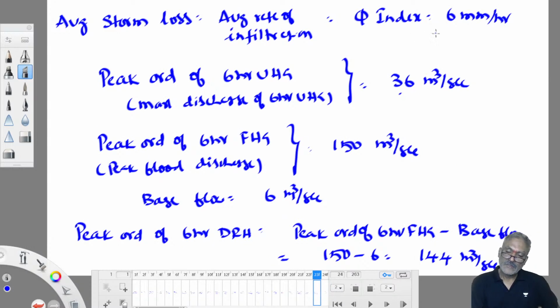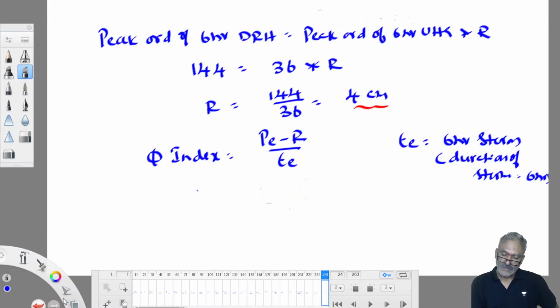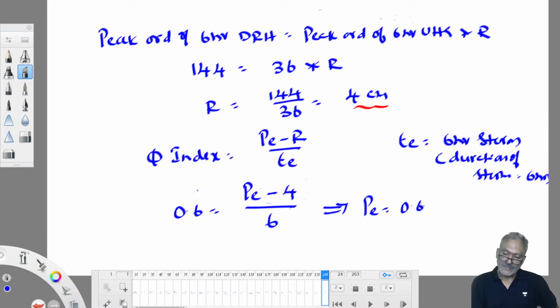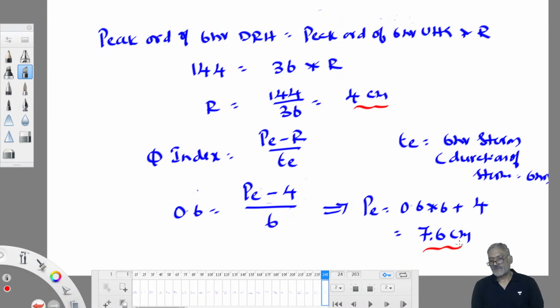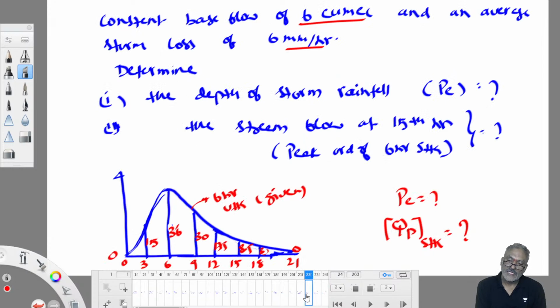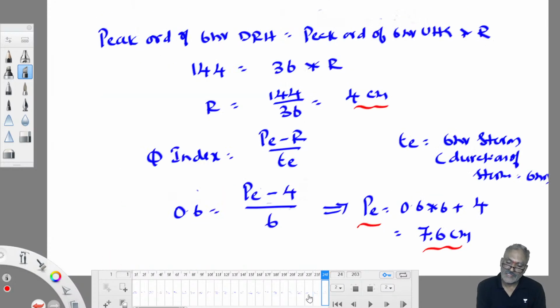Which is equal to 0.6 centimeter per hour. So this is 0.6 centimeter per hour. R is 4 centimeters, T is 6 hours. So from this, P is equal to 0.6 into 6 plus 4. So it is 7.6 centimeter. That was the answer for the first question. What is our first question? Depth of storm rainfall P is equal to 7.6 centimeter.